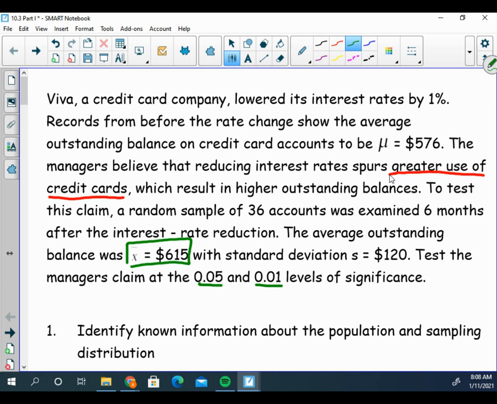Just because the sample mean is bigger than the population mean doesn't mean it's a greater than. Otherwise, you're going to get trapped when it's a two-tailed. When I say read the context of the problem, this is what I'm referring to. The managers believe that reducing interest rates spurs greater use, which results in higher outstanding balances. So when I read that phrase, higher outstanding balances, that's where I'm thinking, okay, my alternate is going to be greater than 576. The company wants to increase the balance.